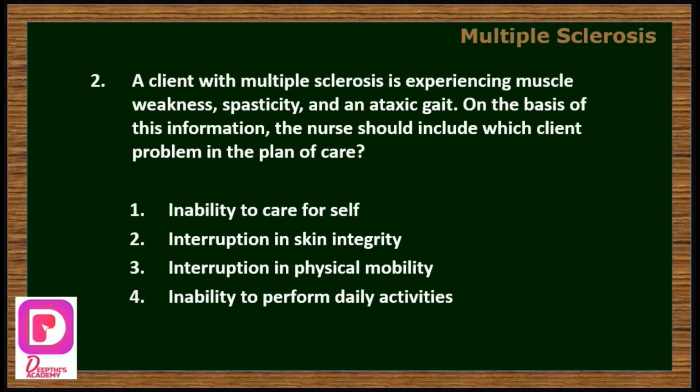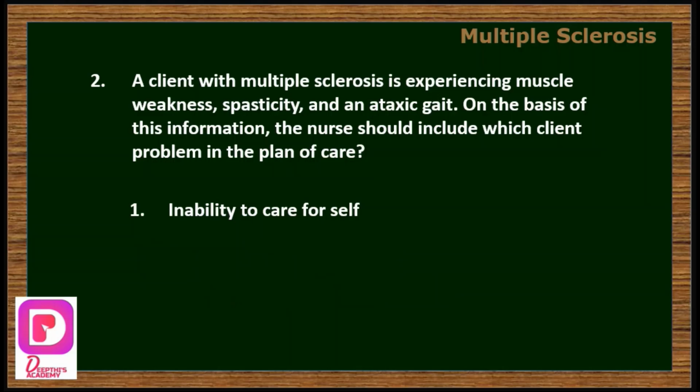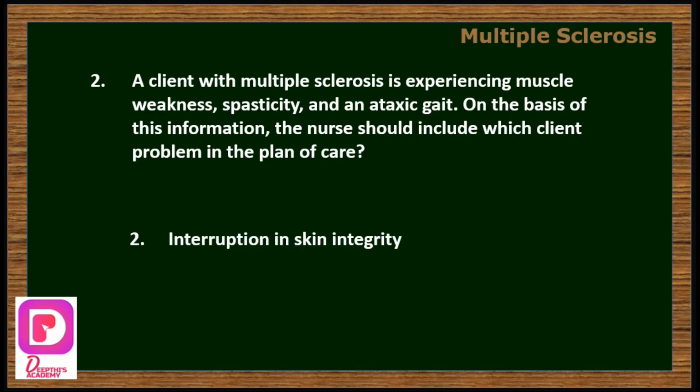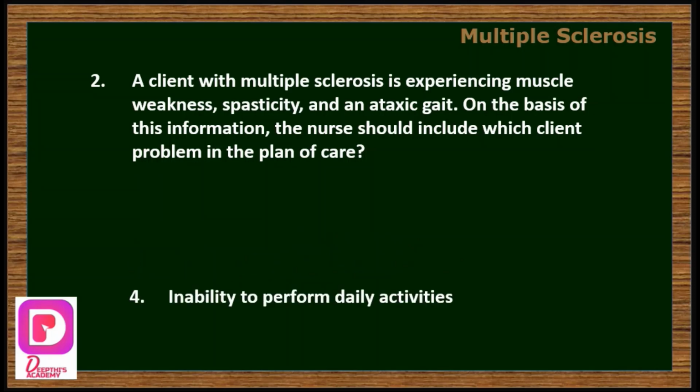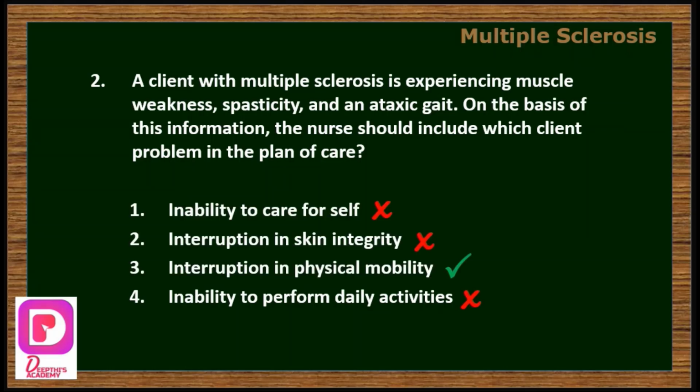As we discussed before, multiple sclerosis is a chronic, non-progressive, non-contagious, degenerative disease of the central nervous system characterized by demyelination of the neurons. Interruptions in physical mobility is most appropriate for the client with multiple sclerosis experiencing muscle weakness, spasticity, and ataxic gait. The options inability to care for self, interruptions in skin integrity, and inability to perform daily activities are wrong as they are not related to the data in the question. So our answer is interruptions in physical mobility.